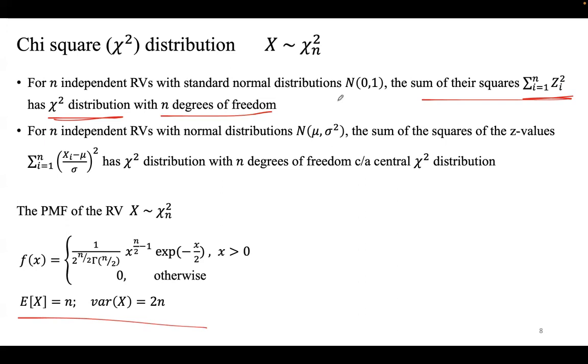Then if you sum their squares, the new distribution that results is going to be called a chi-square distribution with n degrees of freedom, and we'll see what that means. So this is how you depict it, right? It's going to be in this format, and this is what it looks like. So a random variable can follow a chi-square distribution, and typically you get that random variable when you had n normal distributions and you summed up their squares.